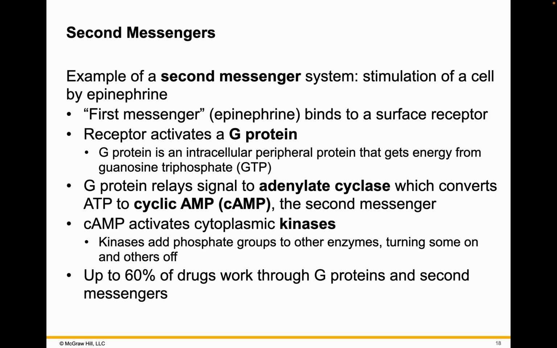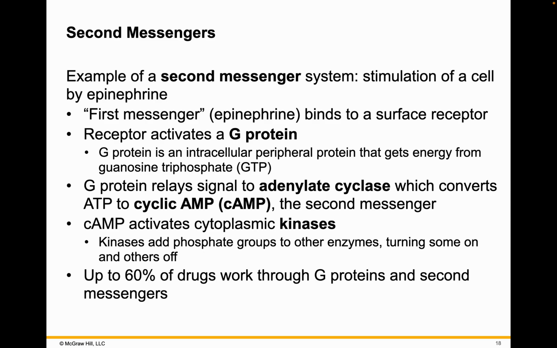So those second messenger systems are very good at amplifying responses within the cell. They're called second messenger systems because the first message comes from outside the cell, and then something happens inside the cell to amplify that response. So, for example, the stimulation of a cell by epinephrine. The first messenger would be the epinephrine binding to an epinephrine receptor. That surface receptor on the internal portion is going to activate what is known as a G protein.